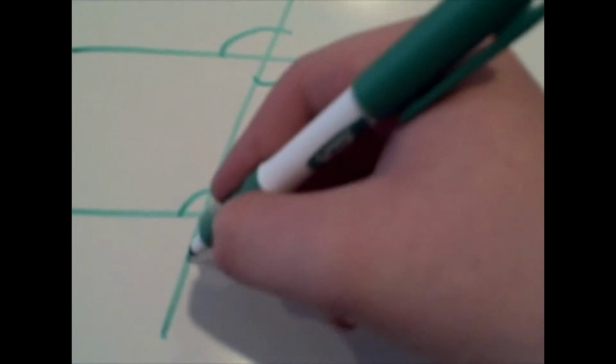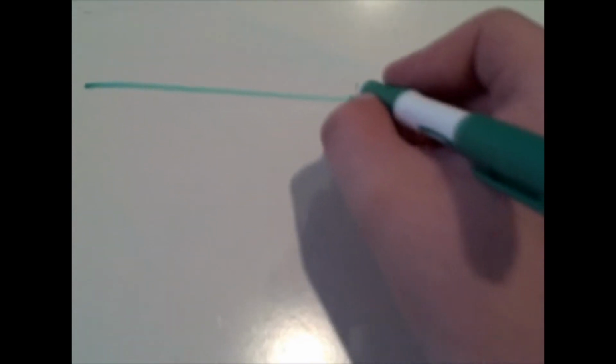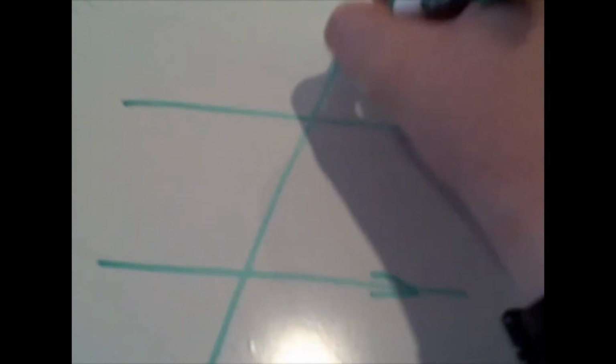Corresponding angles have corresponding positions. Alternate interior angles lie between the two lines and on opposite sides of the transversal. Alternate exterior angles lie outside the two lines and on opposite sides of the transversal. Consecutive interior angles lie between the two lines on the same side of the transversal.